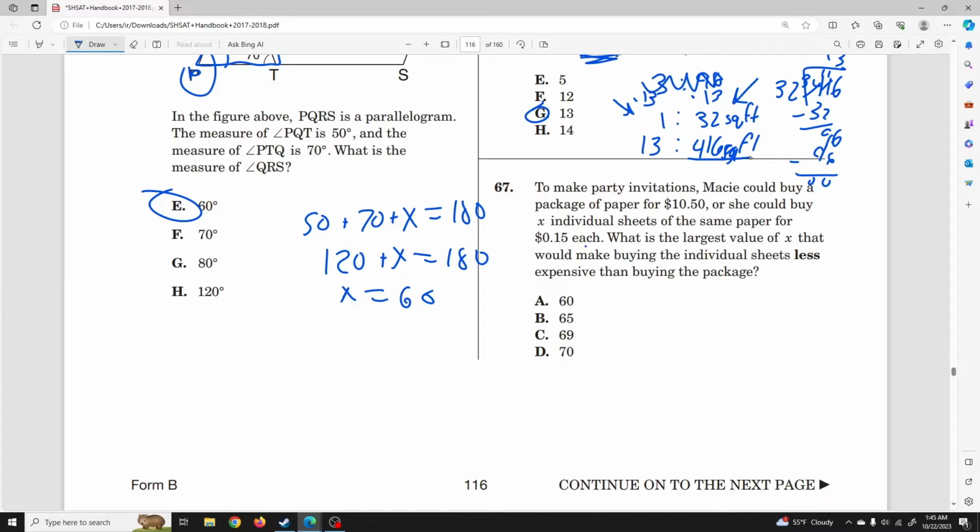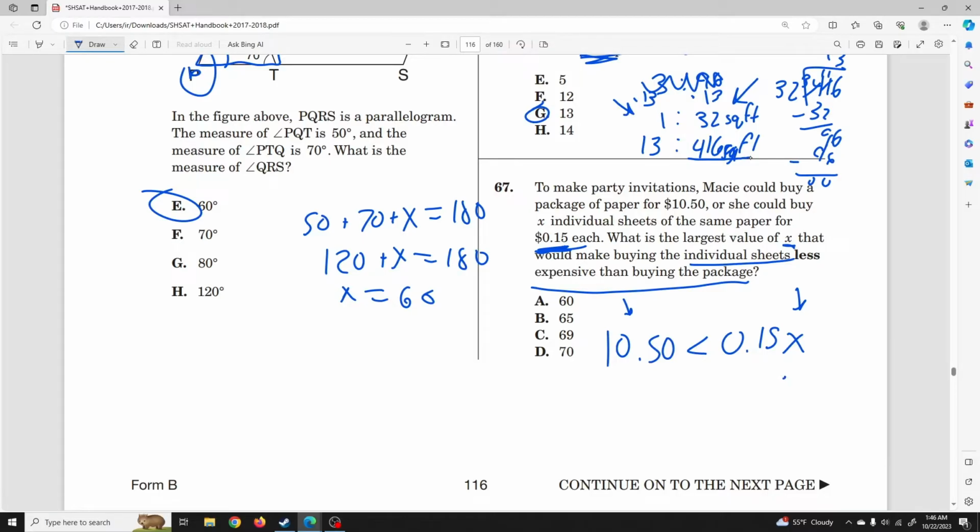To make party invitations, Marie could use a package of paper for $10.50, or she could buy X individual sheets of paper for 15 cents each. What is the largest value of X that would make the individual sheets less expensive than buying the package, right? So the package is $10.50, and each sheet is 15 cents each, right? So we're looking for a value of X that would make this smaller than 10.50. We're looking for the largest value that makes this smaller than 10.50, right?